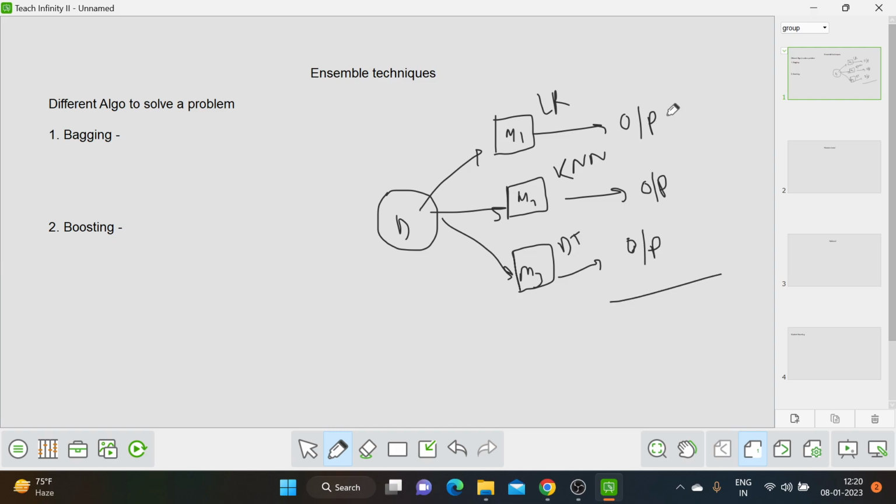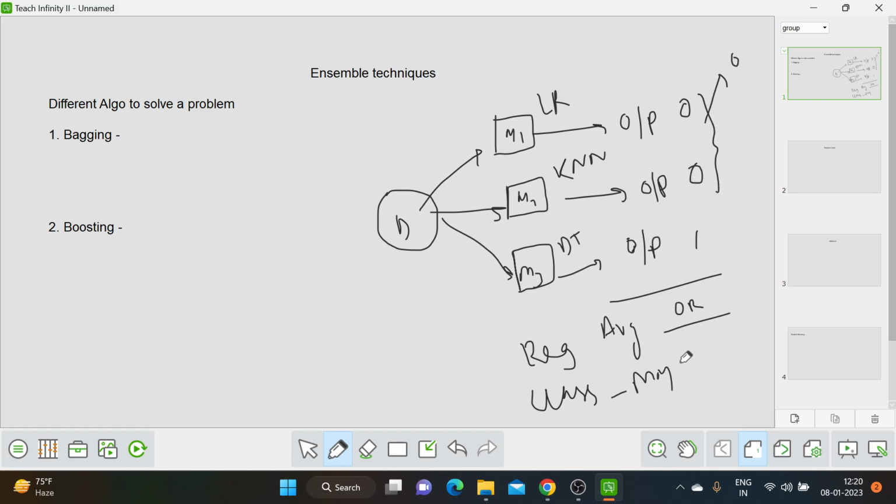Now I take the average of these outputs and I get my original output, in case of regression. In case of classification, the majority is taken. Suppose the outputs are 0, 0, 1. The majority is 0, so my output will be 0. But in case of regression, we take the average to get the original output. So in ensemble techniques, we provide the data set to different ML algorithms, we get different outputs, and we combine them. This is known as ensemble techniques: different algorithms to solve the problem.